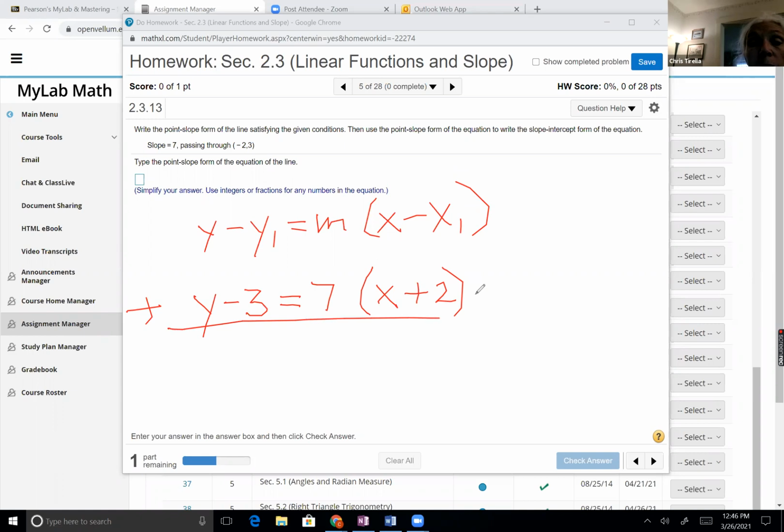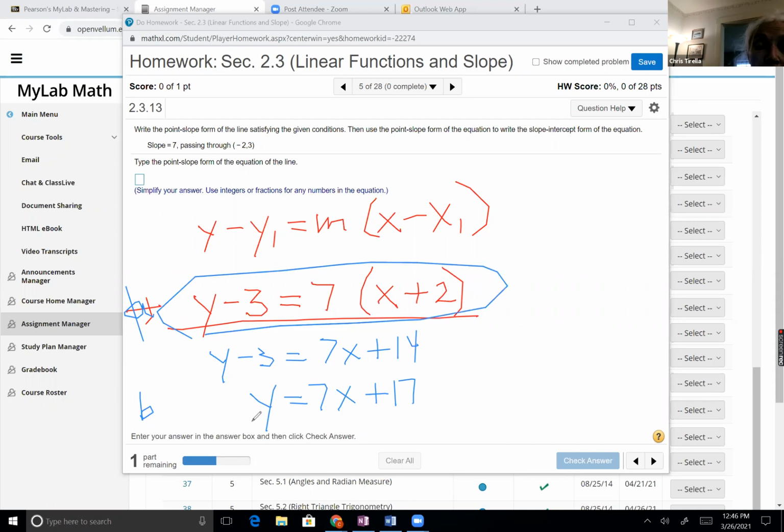And then for the slope intercept form, we're going to take that and simplify it. Y minus 3 equals, distributing, 7x plus 14. And then get y alone. Y equals 7x plus 17. So that would be part B. Part A is the point slope form. Part B is when you get y alone. And there's only one of those on the quiz.